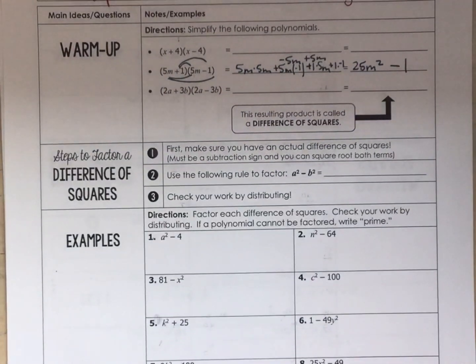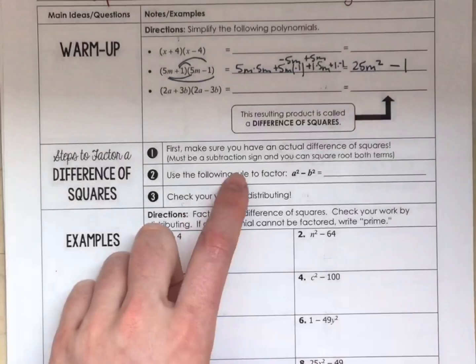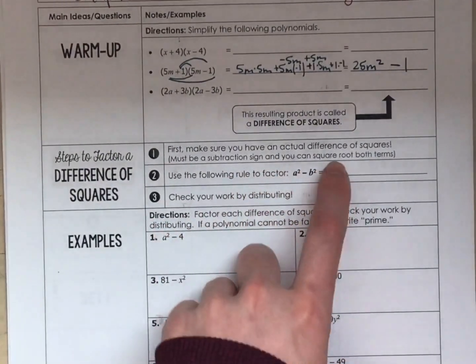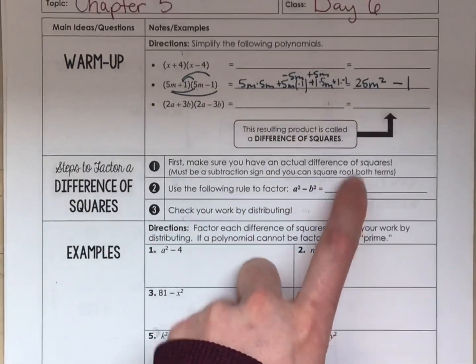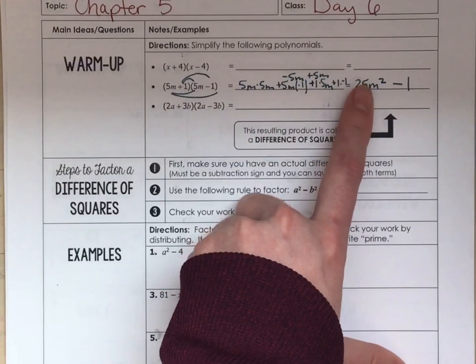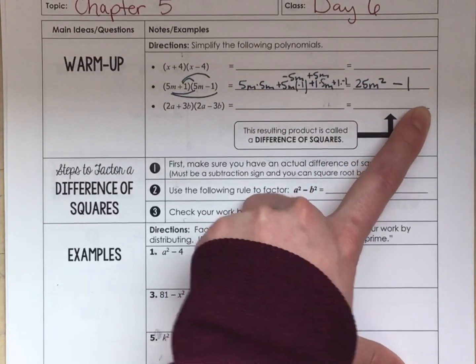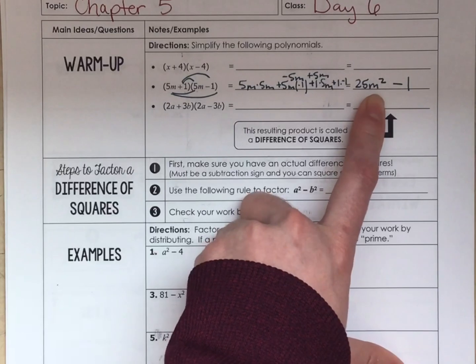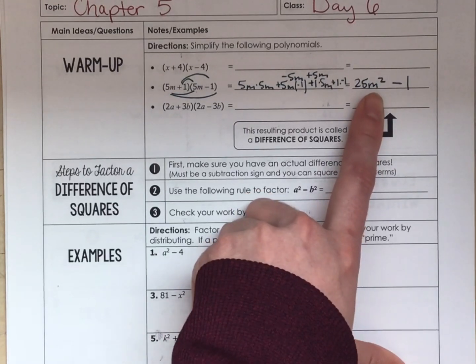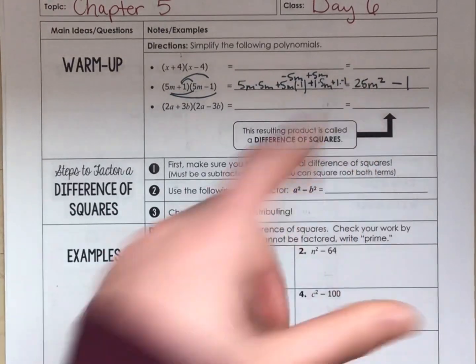So we've got our couple of steps here. We want to first make sure that we actually have a difference of squares. So there has to be a subtraction sign, and you can square both things. Up here I have 25 and 1. Those would both be perfect squares. And then my variable is an m squared, meaning that I have m times m.